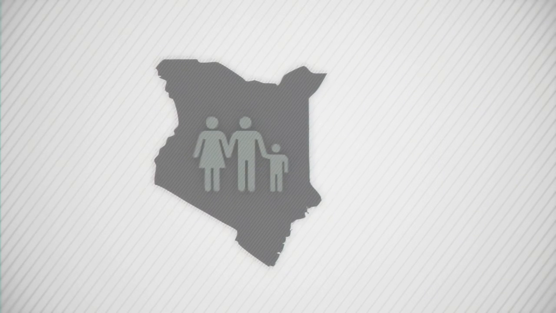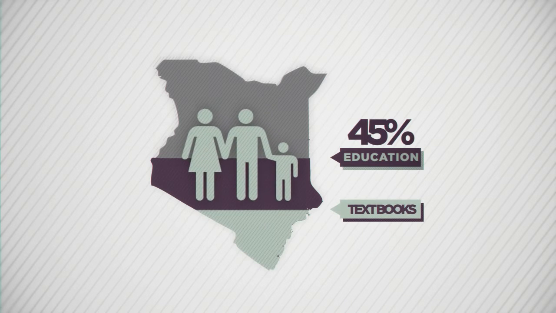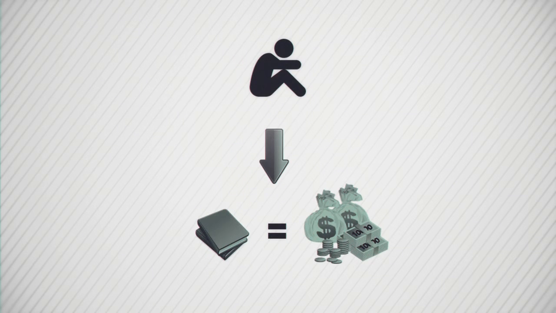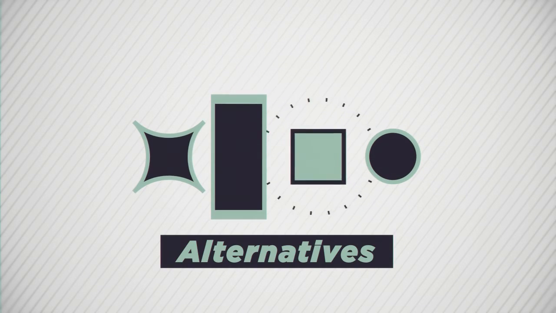In Kenya, an average family spends 45% of their disposable income on education for their children. Textbooks account for more than half this cost. And though the government has introduced free primary education, too many parents find the cost of textbooks prohibitive for them and their families. Publishers agree there are gaps in delivering the textbooks and are welcoming alternatives to this traditional system.